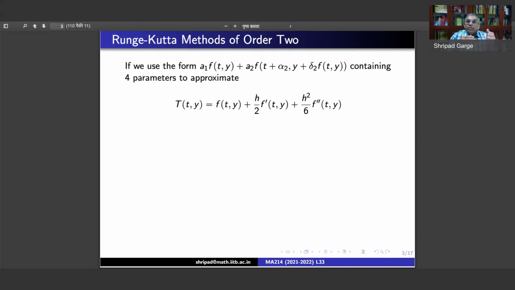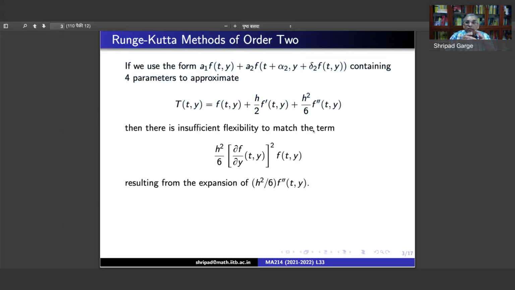By the analogy of the nested function evaluations that I gave you, our form has only one nested evaluation, and therefore it should refer to f prime. The f double prime should somehow be slightly more complicated than the form that we are using. And indeed that happens. When we try to equate these two things, there is insufficient flexibility to match this particular term, which results from the expansion of the double derivative.